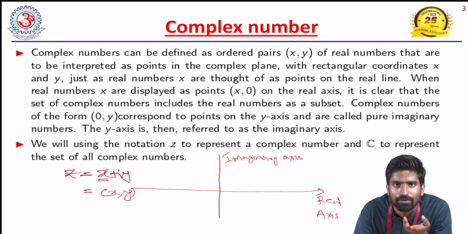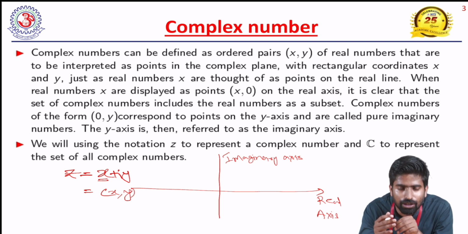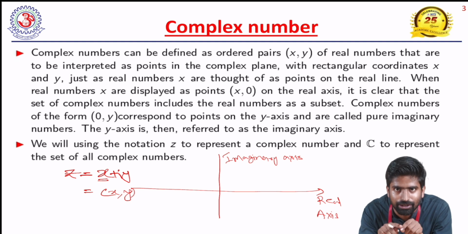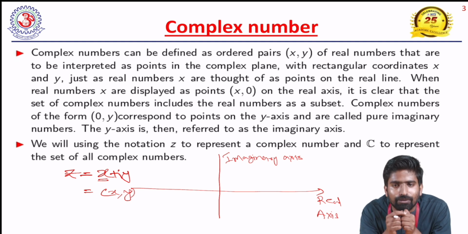So anytime we will use the notation z to represent a complex number, and capital C is used to represent the set of all complex numbers. If we are talking about a number which is completely on the real axis, that is a real number, and it can be represented by (x, 0). So 0 means the number is present on the real axis. And if we are talking about a purely imaginary number that is completely present on the y-axis, then we will represent that number by (0, y).